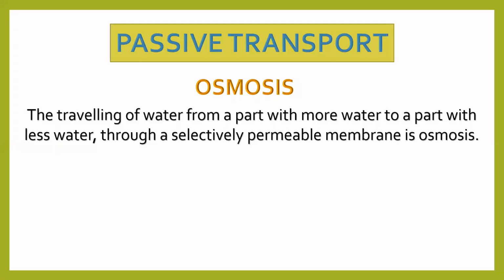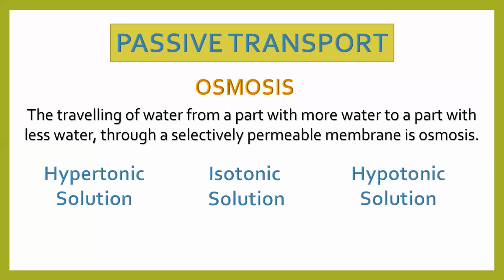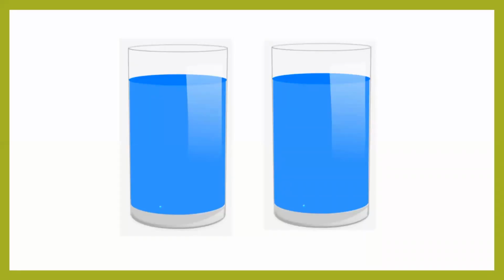Now, in order to help you understand this statement in a better way, let me explain with the help of an experiment. After we understand the experiment, we will also understand that under osmosis, we have to learn about something called hypertonic solution, isotonic solution, and hypotonic solutions. Ready to learn osmosis? Okay, let's go for it.